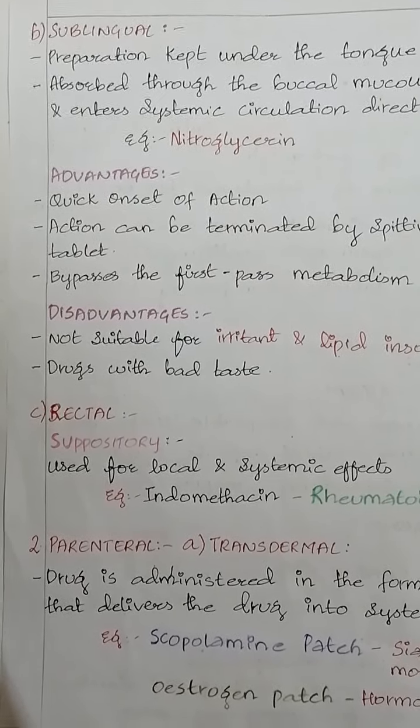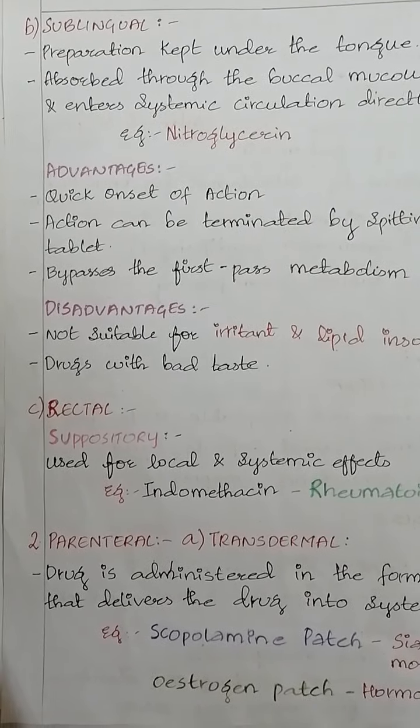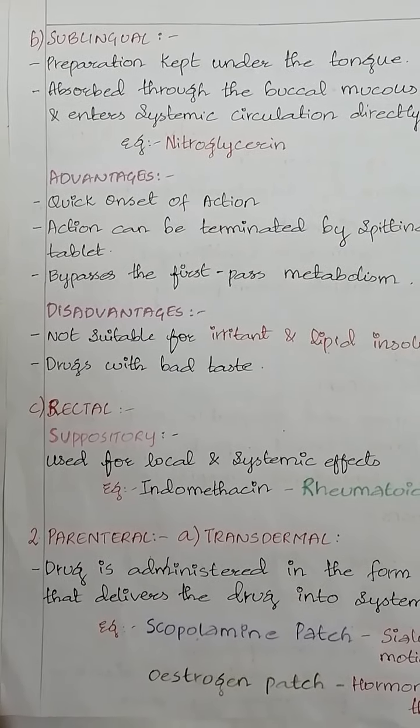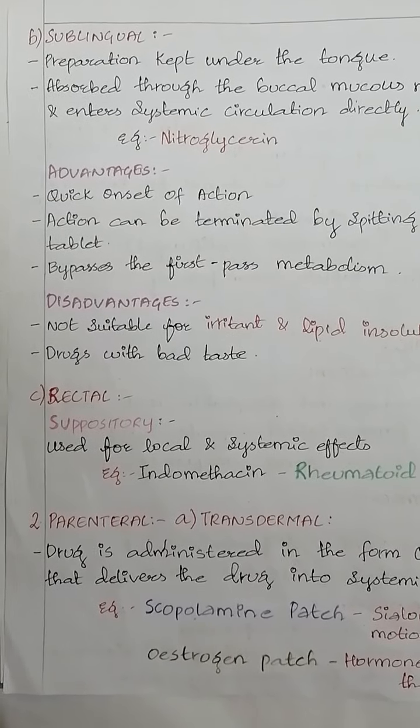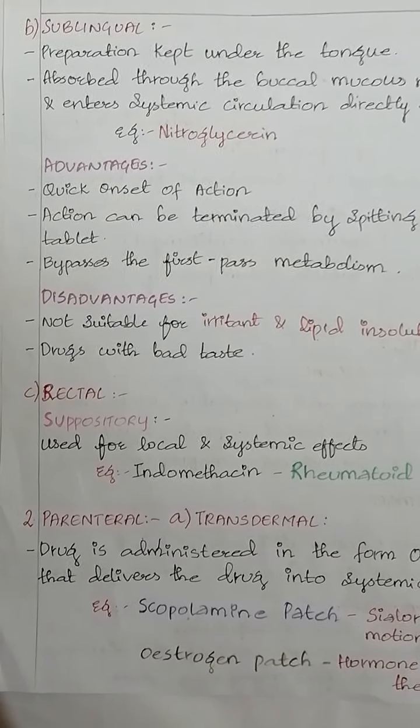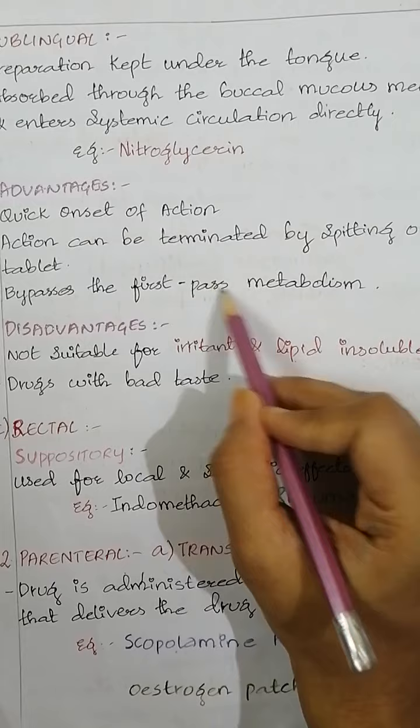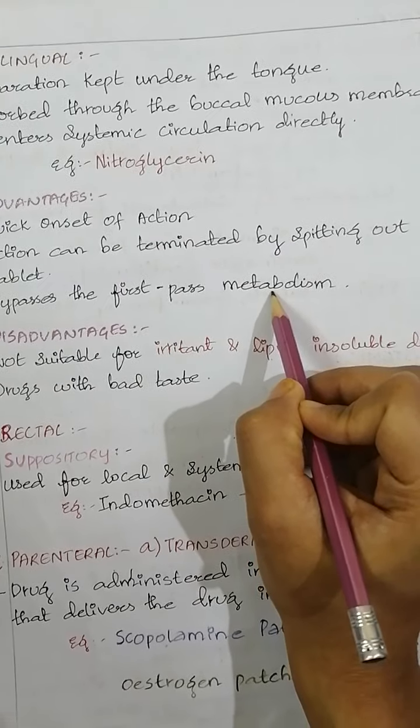Advantages of the sublingual route are quick onset of action. Action can be terminated by spitting out the tablet. It bypasses the first pass metabolism. What does first pass metabolism mean?